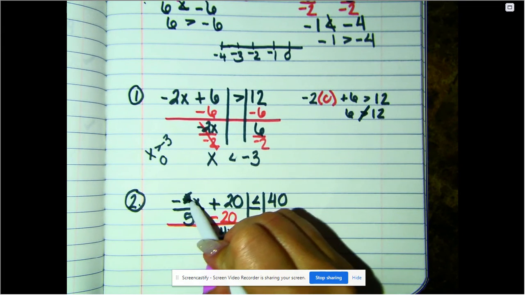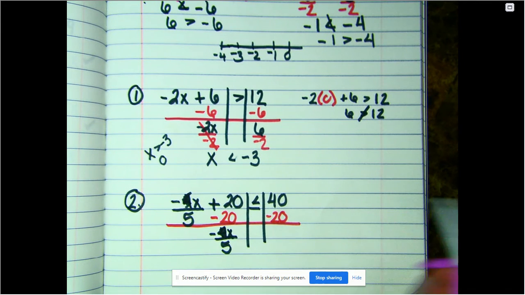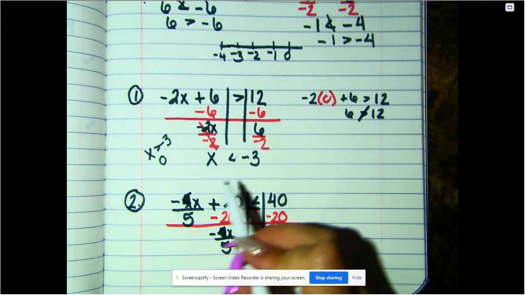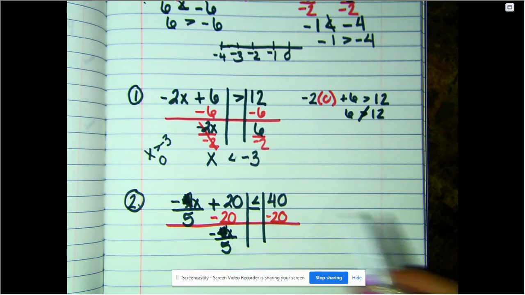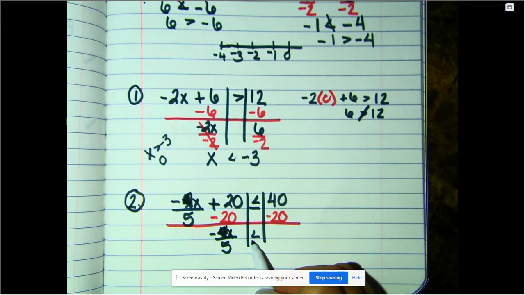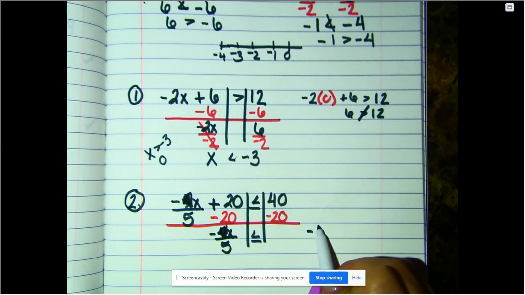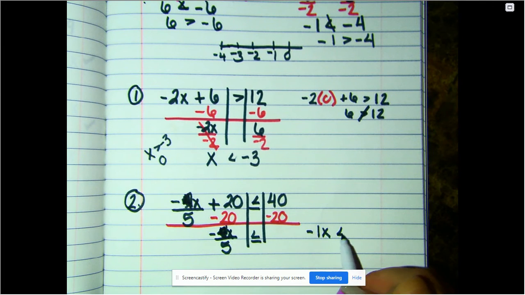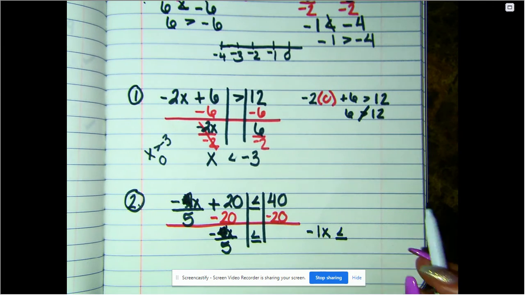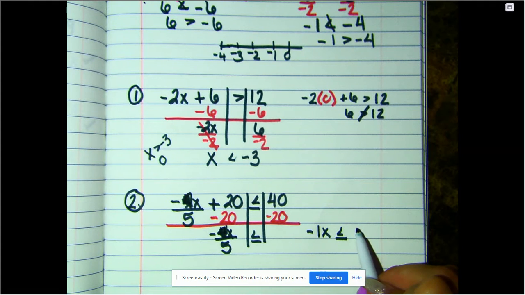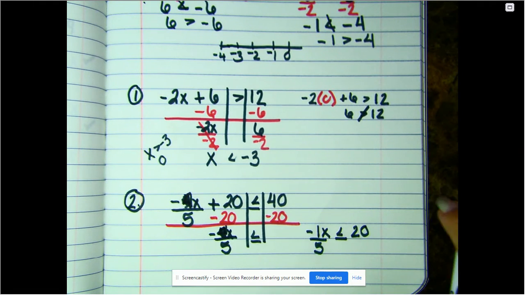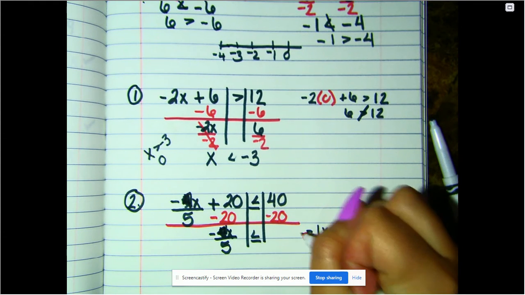I'm going to take out the negative 4 and let's just do negative 1x. So negative 1x, I'm sorry, guys. Negative 1x is less than or equal to, let me write this off to the side, and we have 20, because 40 minus 20 is 20. And I'm sorry, we had it divided by 5. So my next step here is going to be to multiply by that negative 5.